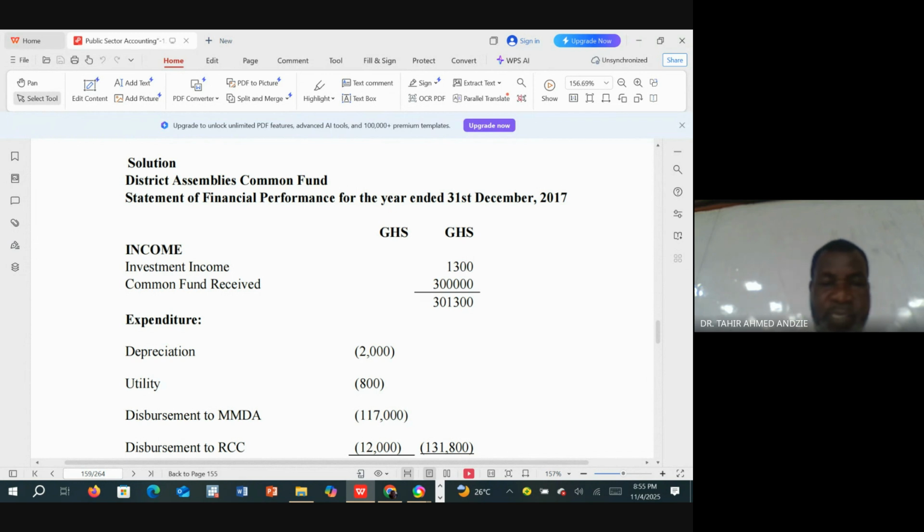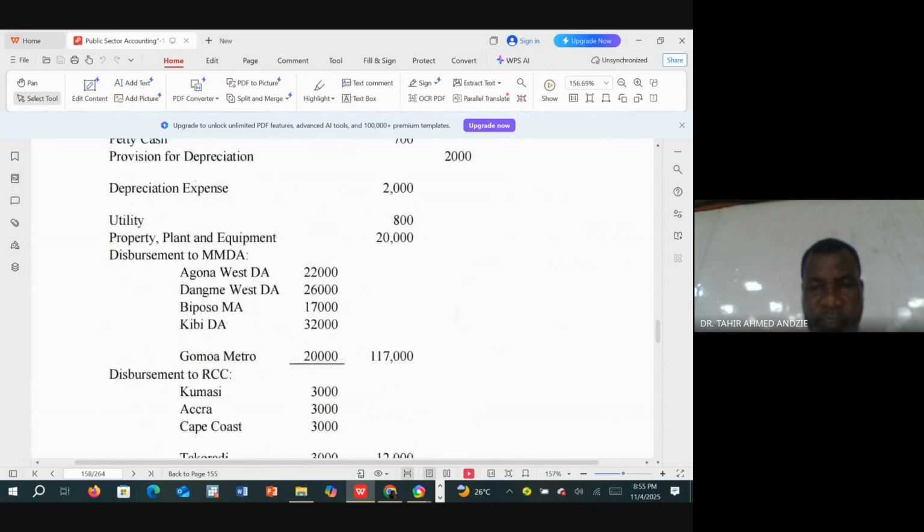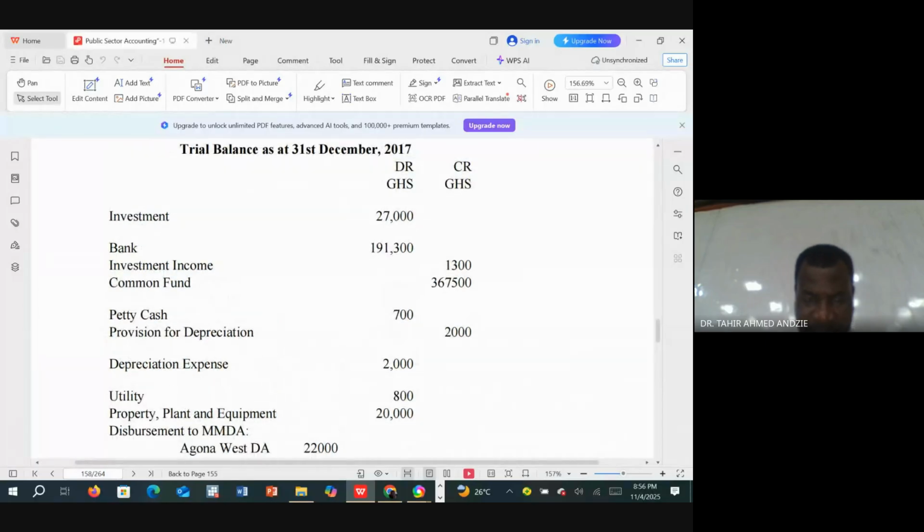Remember that I said income. If you look at the trial balance, you need to be able to identify the income and the expenditure. Investment here is an asset. Bank balance is an asset. But you have investment income. This is an income. The fund, of course, the money in the fund is our income, right? Then petty cash. It's an asset. Balance of the petty cash is an asset.